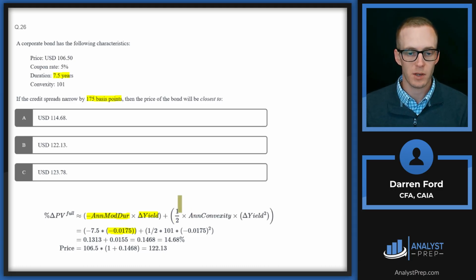And then the second part of this is 1/2 times convexity, which we're given at 101, times the change in yield squared, which again is at 175 basis points. So you can see that whole portion right down here.